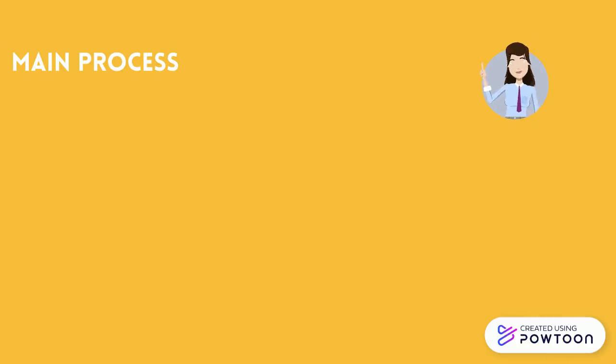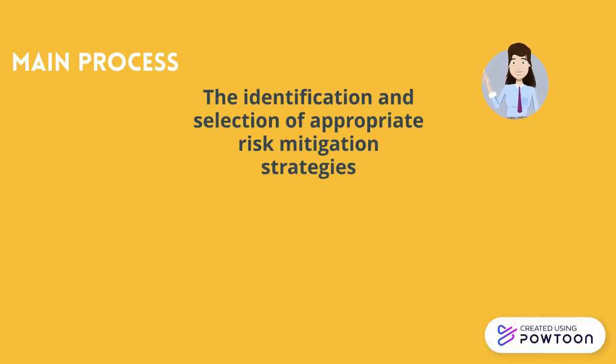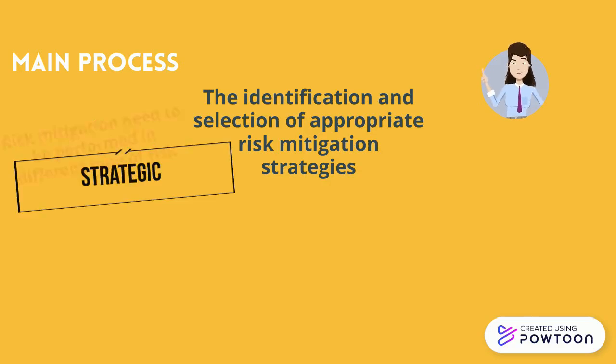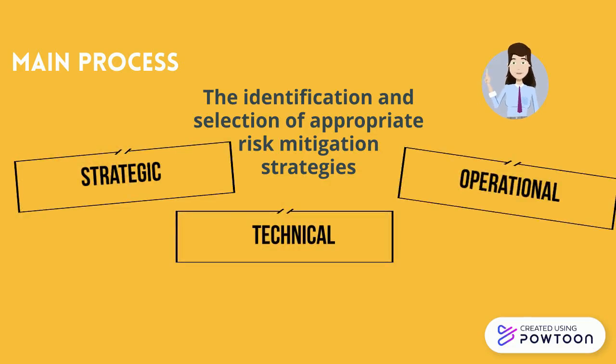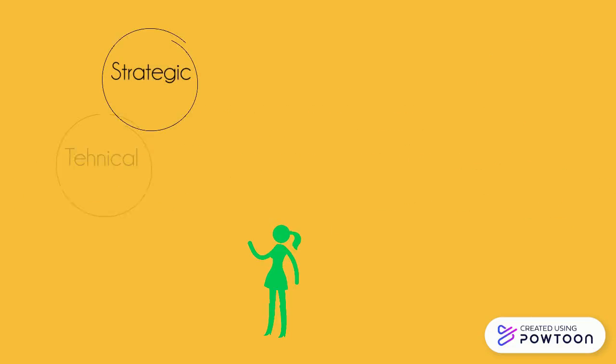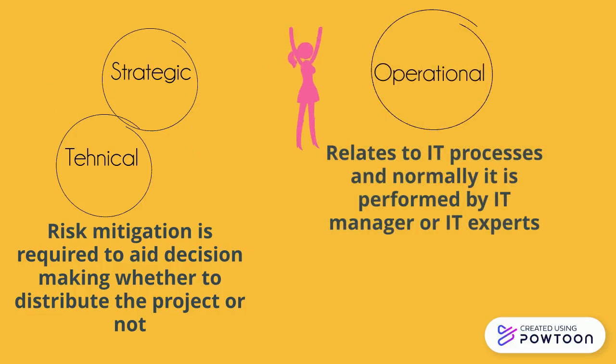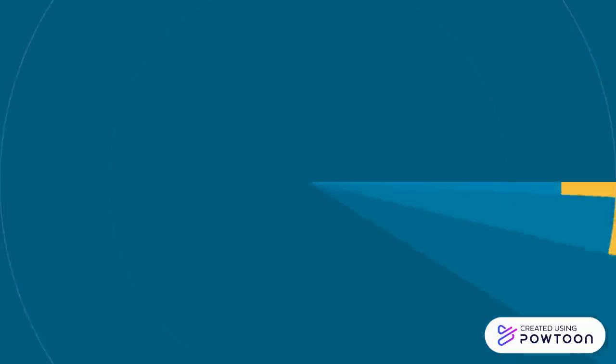The main process of risk mitigation is the identification and selection of appropriate risk mitigation strategies. Risk mitigation needs to be performed in different types of risks, which are strategic, technical, and operational risks. For strategic and technical, the risk mitigation is required to aid decision making whether to distribute the project or not. While for operational risk, it relates to IT process and normally it is performed by IT manager or IT experts.